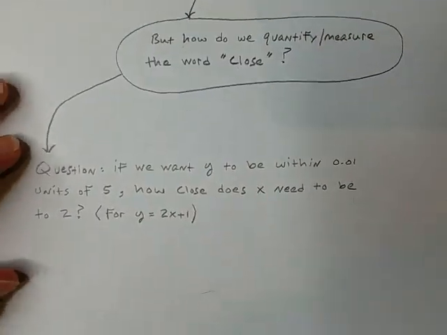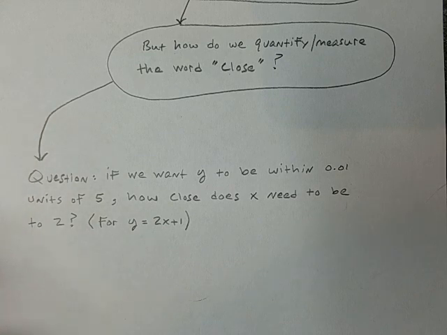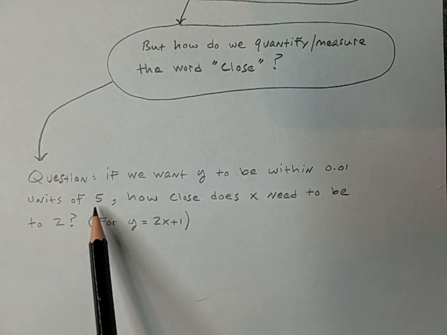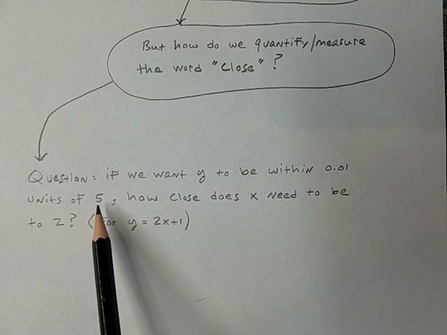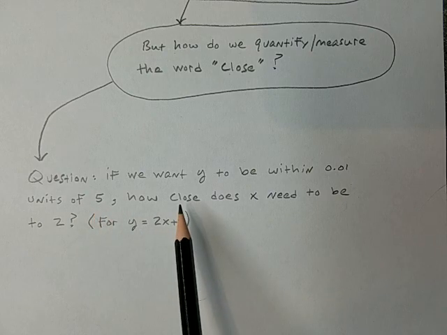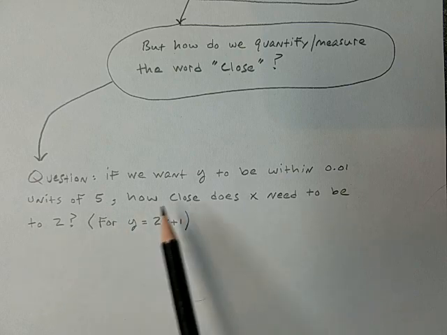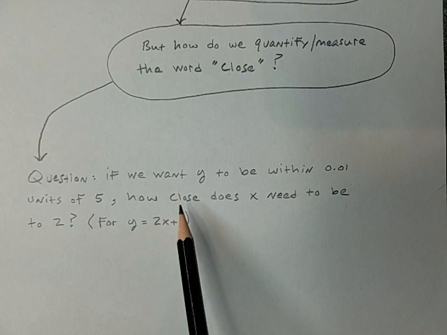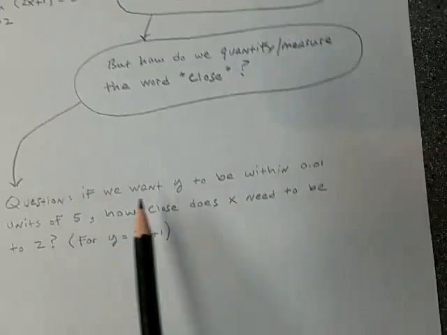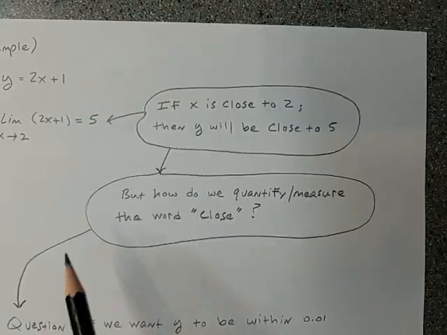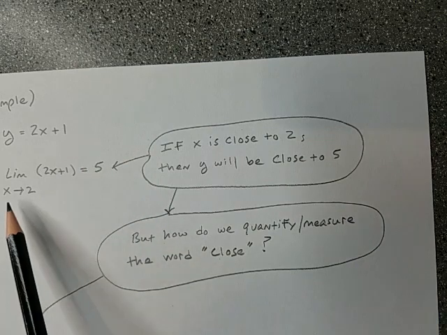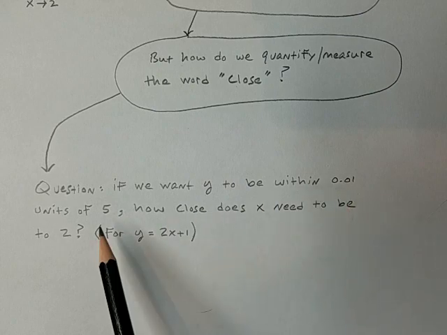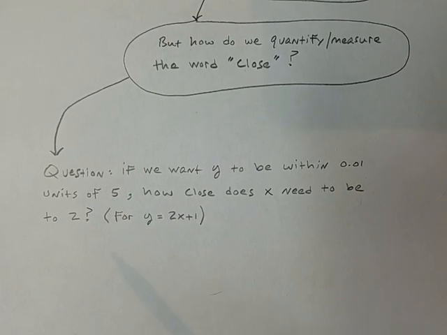So here's another question to think about. Suppose we want y to be within 0.01 units of 5. How close does x need to be to 2? When I ask you how close, you're going to give me a number. You're going to quantify or measure what I was talking about earlier. We already know y being close to 5 is linked to x being close to 2, but say you want it to be this close to 5. How close does x need to be to 2?